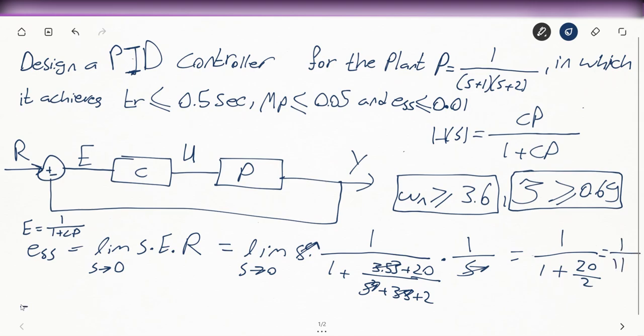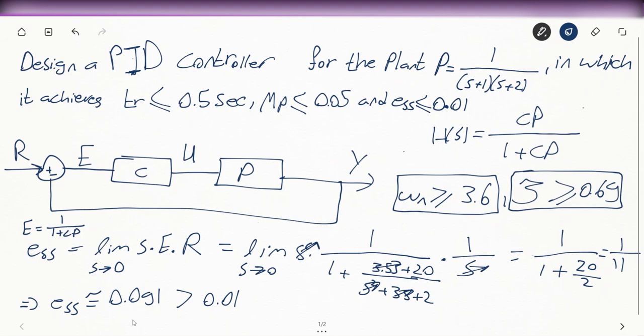Now we know that ESS of our system is approximately equal to 0.091, which is greater than 0.01. Because our system is a zero type system, meaning that the transfer function of our system does not have a free S multiplied with it, all zero type systems with a step response will have some steady state error.